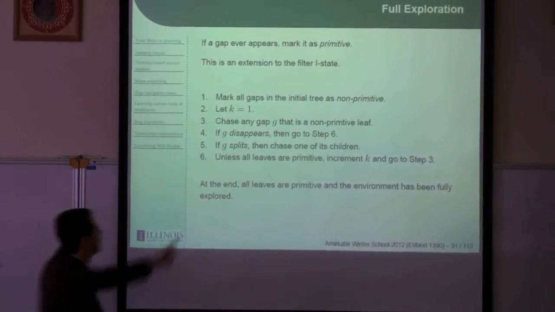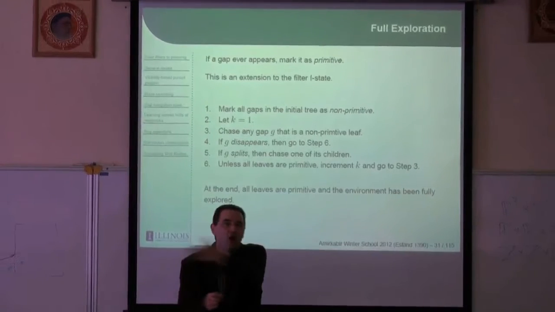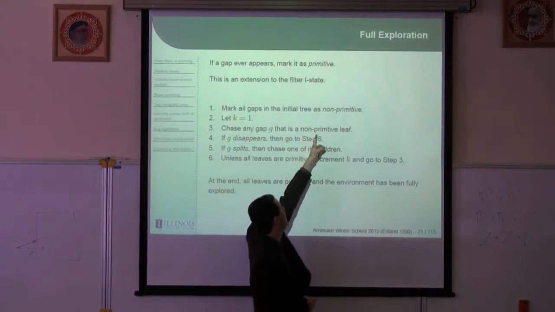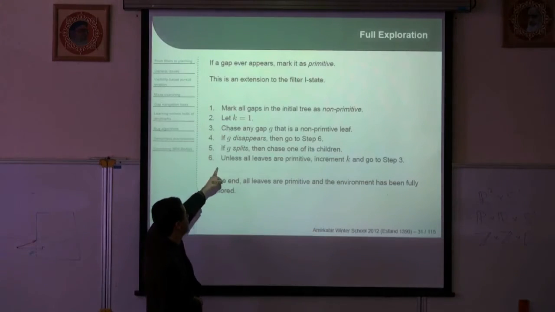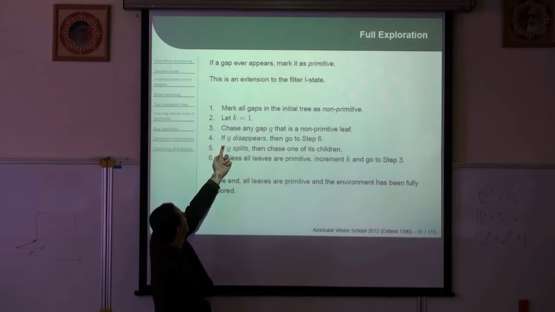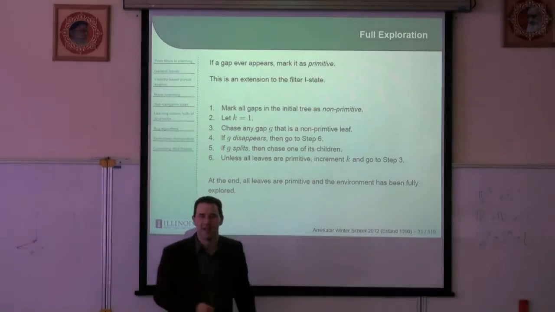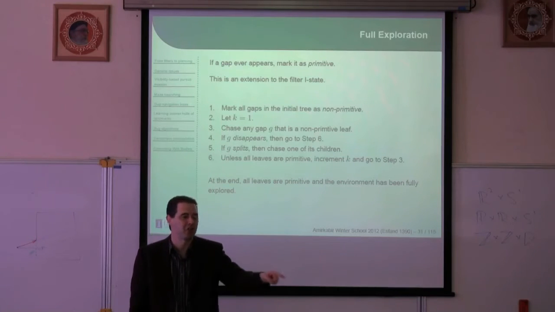So here's how to do it. You just mark all gaps in the tree as non-primitive initially. So I initially just have my gaps. I call them all non-primitive. And then I just keep chasing any gap that is a non-primitive leaf. And if it disappears, I go to step 6, increment K, keep going. I don't know what K is counting here exactly. It's not too important. So I go back to step 3 and I keep chasing. So if it splits, then I pick one of its children to chase. And I keep chasing and chasing and chasing. I go down the family tree until I find a child that disappears. When it disappears, I'm done.